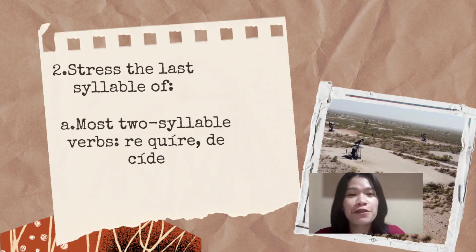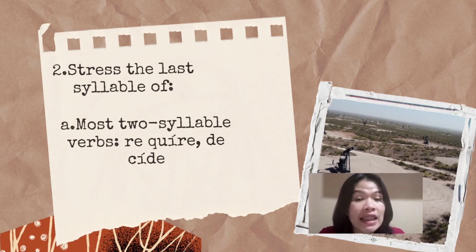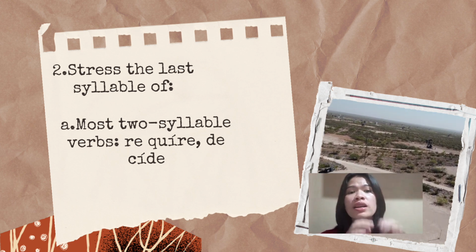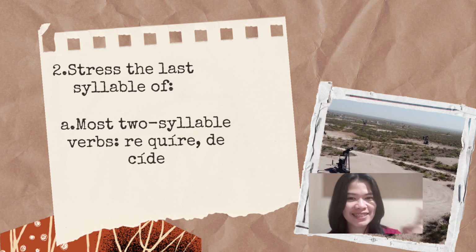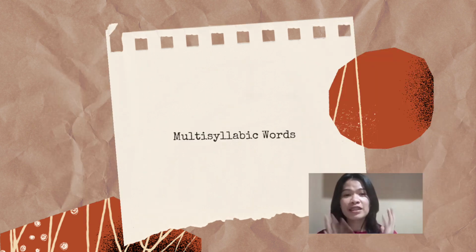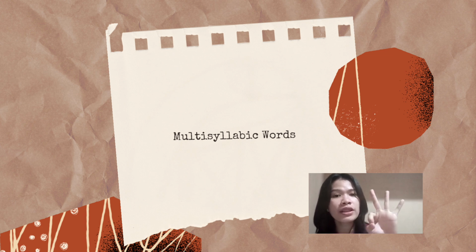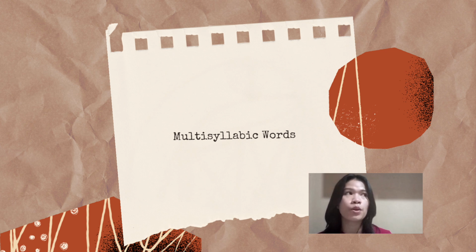Rule number two: stress the last syllable of most two-syllable verbs, like require and decide. We are already done with the two-syllable class of English words. Now let's go to the third class of syllabic words, which is the multisyllabic words, or in other words, polysyllabic words. These words have three or more syllables.